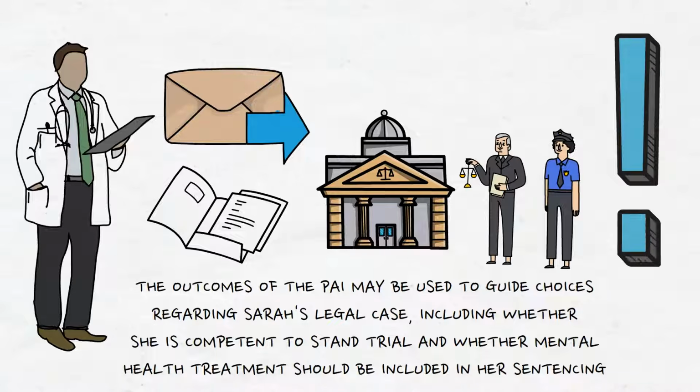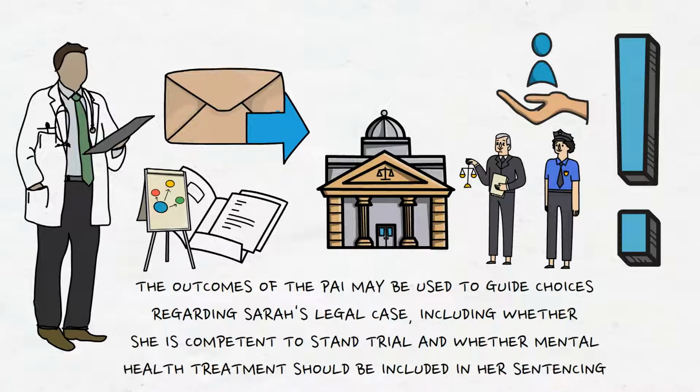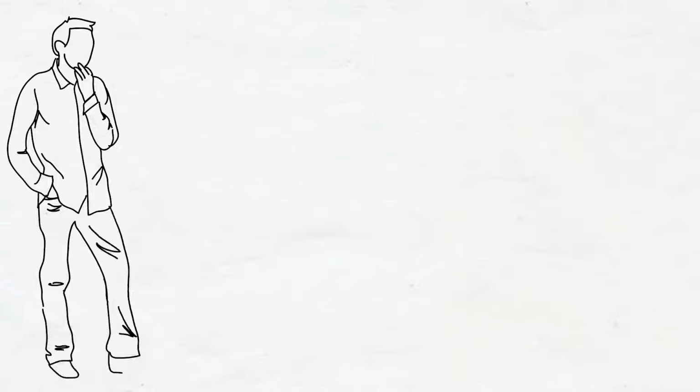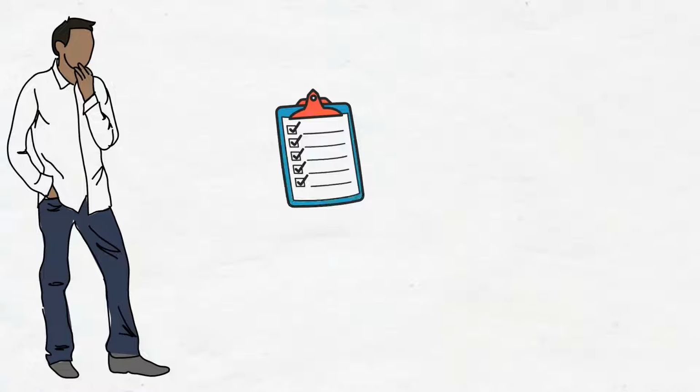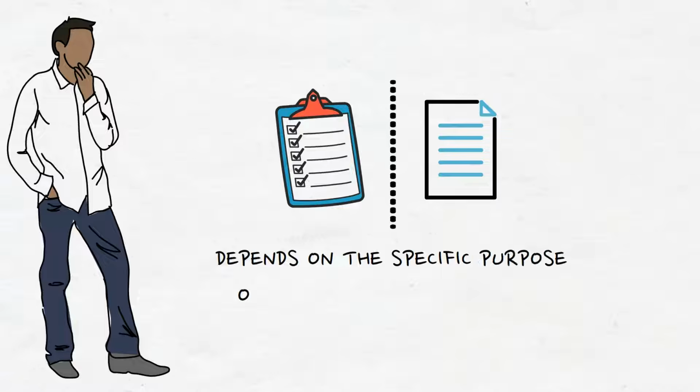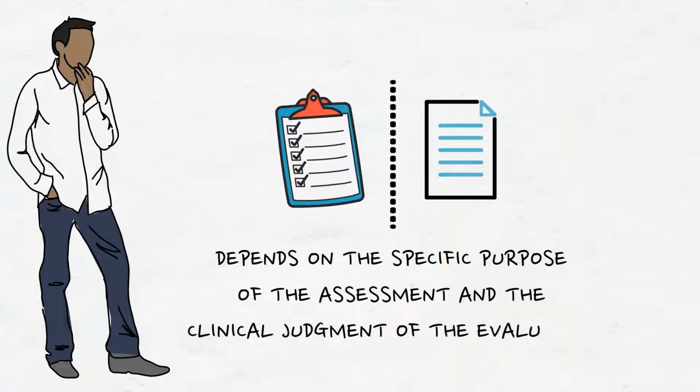It's crucial to remember that this is only a hypothetical situation, and that using the PAI in actual situations involves many other factors. The findings of a psychological assessment should always be taken into account alongside other pertinent data, professional judgments, and ethical considerations. The choice of which test to administer, either the Psychopathy Checklist Revised, or the PCL-R, or the Personality Assessment Inventory, the PAI, depends on the specific purpose of the assessment and the clinical judgment of the evaluator.